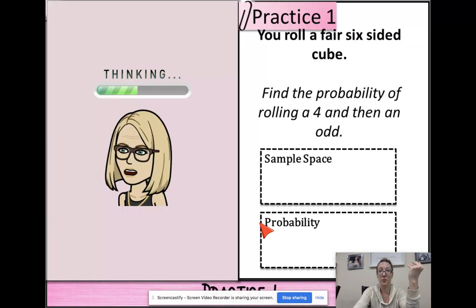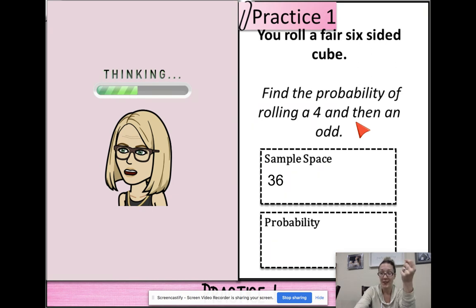All right, let's look at another one. So this one, you roll a fair 6-sided cube. Again, just means a regular number cube, regular die. You want to know the probability of rolling the first time getting a 4, the second time rolling and getting an odd number. Okay, so how many possibilities are there on the first roll if it's numbered between 1 and 6? There are 6 possibilities on the first roll. Okay, and there are 6 ways it could land on the second roll. 6 times 6 is 36. So our sample space is going to be 36.